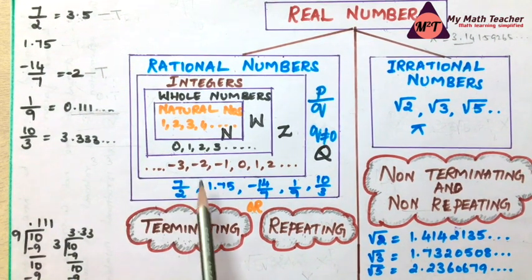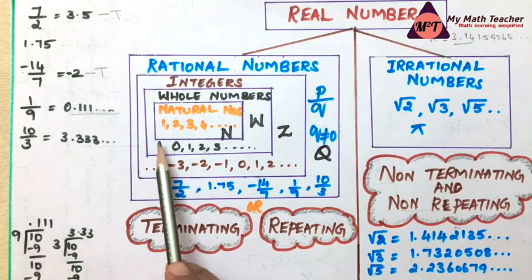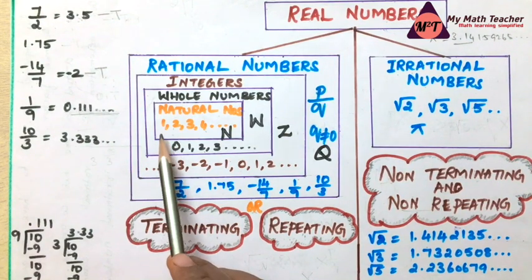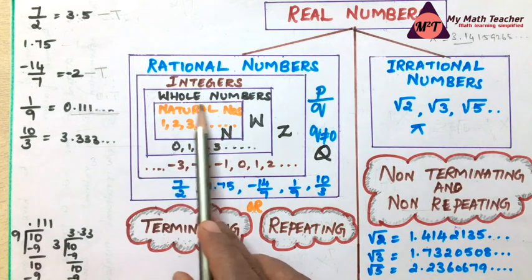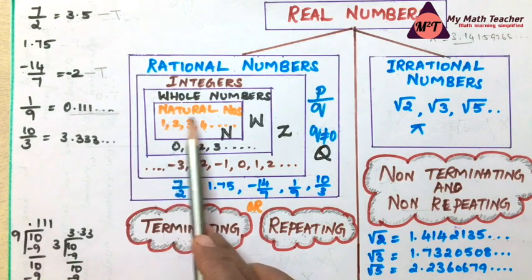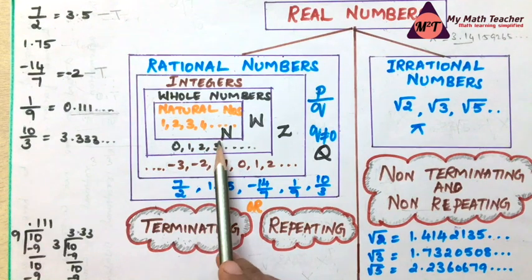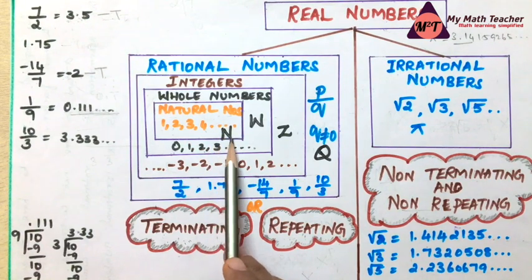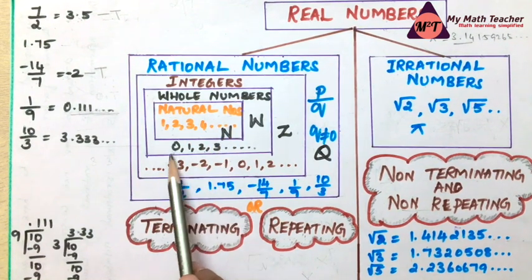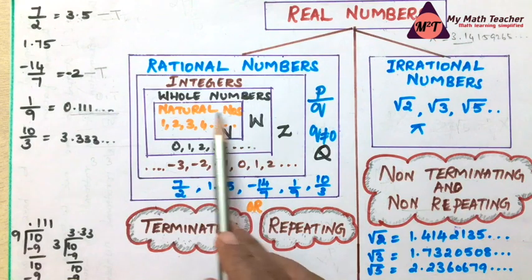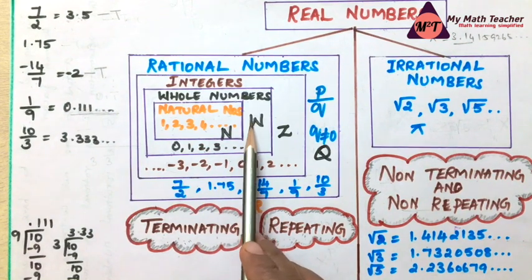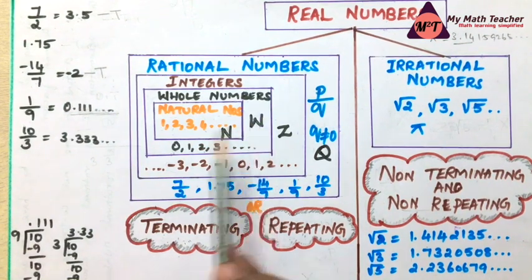We started learning numbers with counting numbers, that is the numbers which start from 1, 2, 3, 4, etc. These numbers are called natural numbers. They are denoted by the symbol N. Then we learned about 0. So 0 along with the natural numbers are called whole numbers, which is represented by the symbol W.